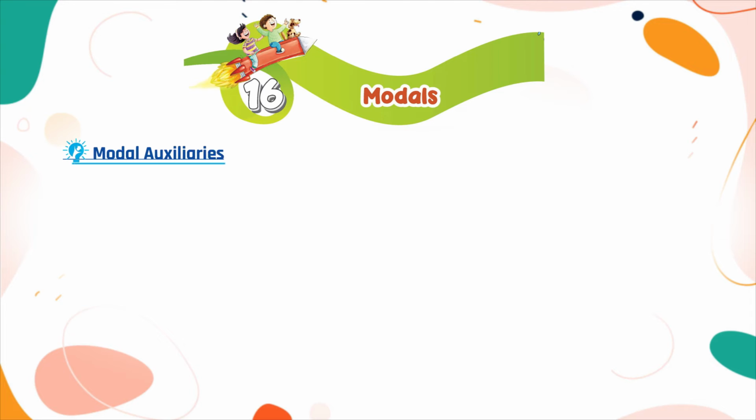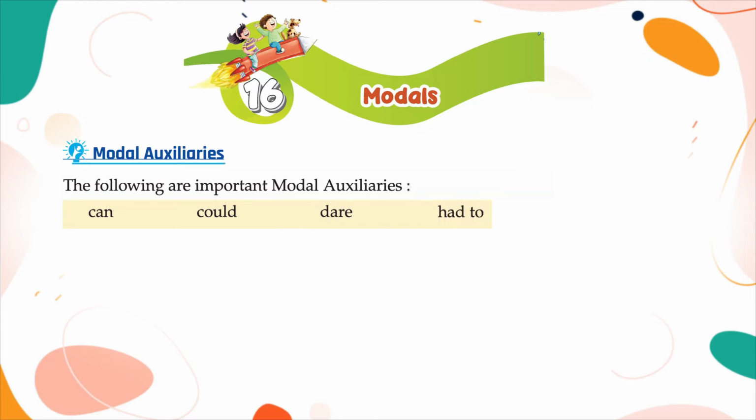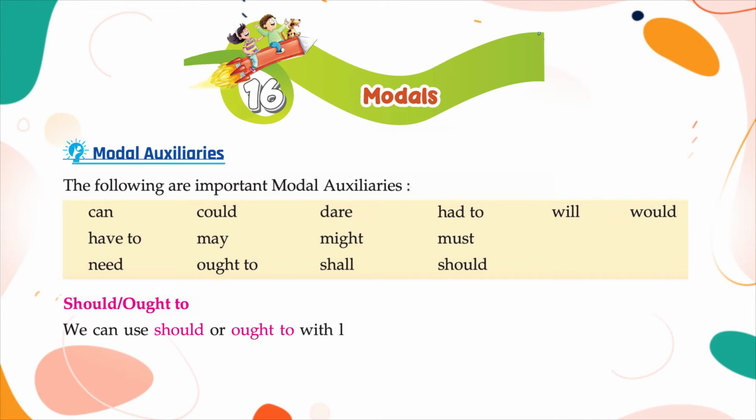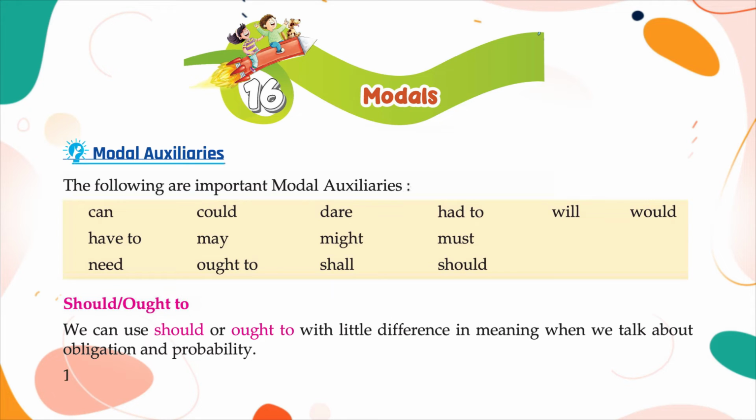Modal auxiliaries. The following are important modal auxiliaries: can, could, dare, had to, will, would, have to, may, might, must, need, ought to, shall, should. Should or ought to. We can use should or ought to with little difference in meaning when we talk about obligation and probability. We can use should or ought to when giving advice on what to do and what not to do.